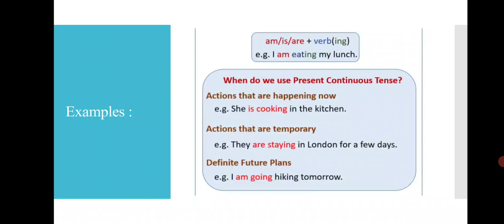They are staying in London for a few days. They is the subject. So the be verb used is are. Stay is the verb. The ing form of the verb stay is staying. They are staying in London for a few days. So this is an example for present continuous tense. The third sentence is, I am going hiking tomorrow. I is the subject. So the be verb used is am. Go is the verb. The ing form of the verb is going. I am going hiking tomorrow. So this is an example for present continuous tense.